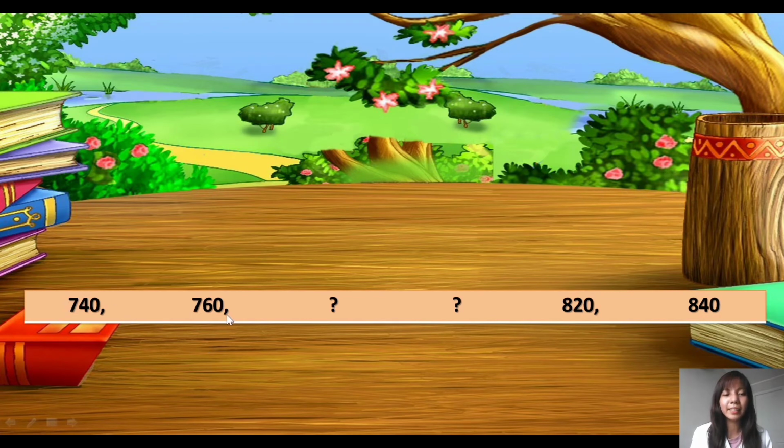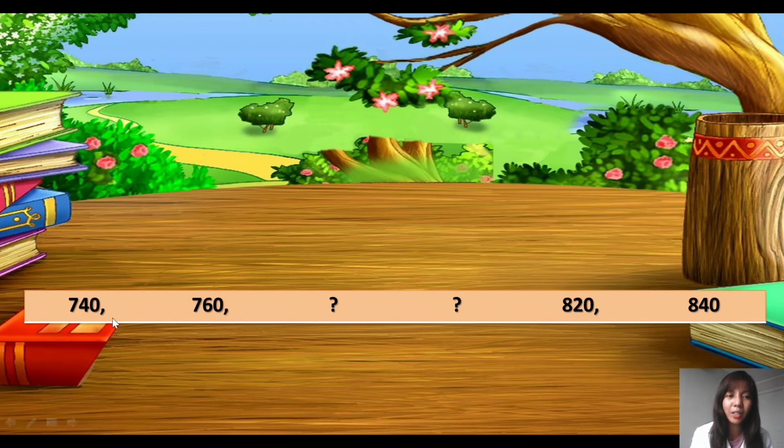Alright. So next. Okay, so we have 740. Next, 760. And then blank, blank, 820 and 840. So again, you have to take a look for the two adjacent numbers for you to find the rule in the number sequence. So from 740, it becomes 760. So what do you think is the rule here? Is it to add or subtract?